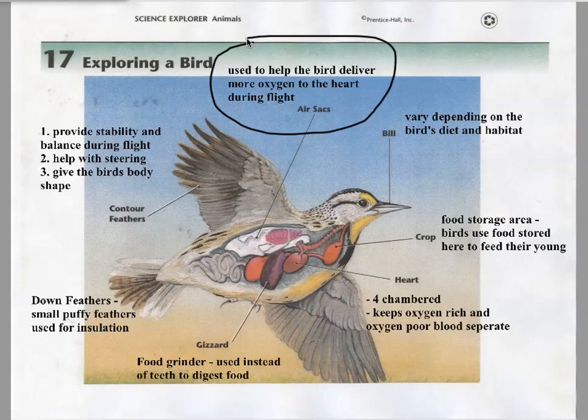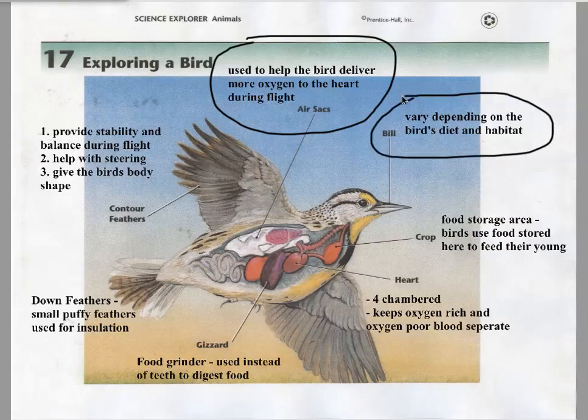Air sacs are used to deliver more oxygen to the heart during flight, and it's really just an oxygen transferring, oxygen storage. It's affiliated with the lungs but separate from the lungs, and helps the bird obtain all of the oxygen that they need during flight.